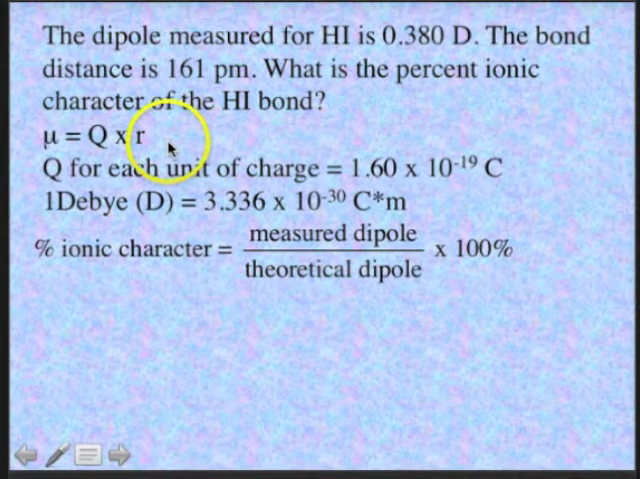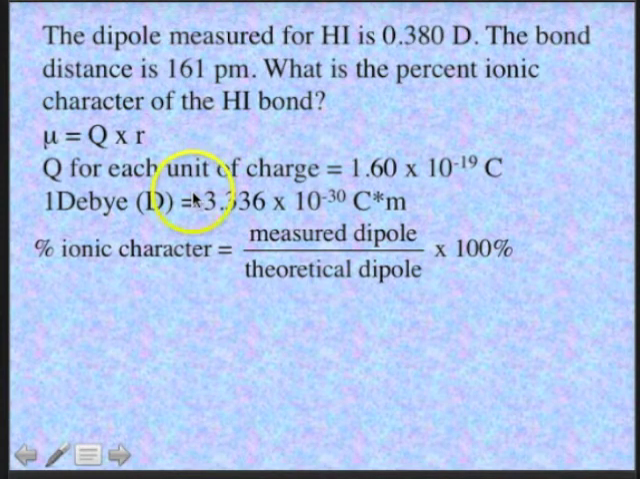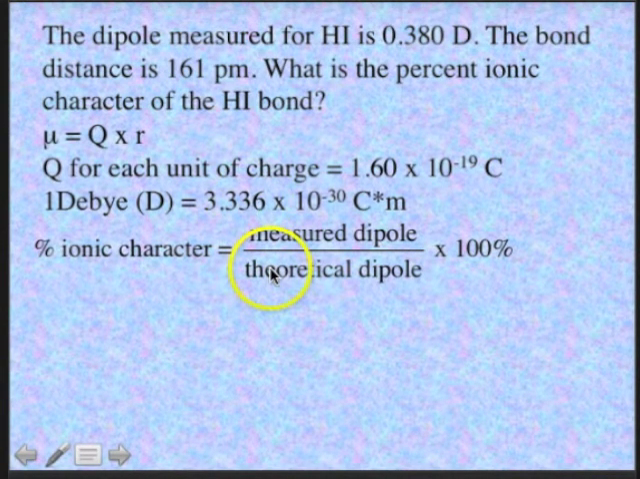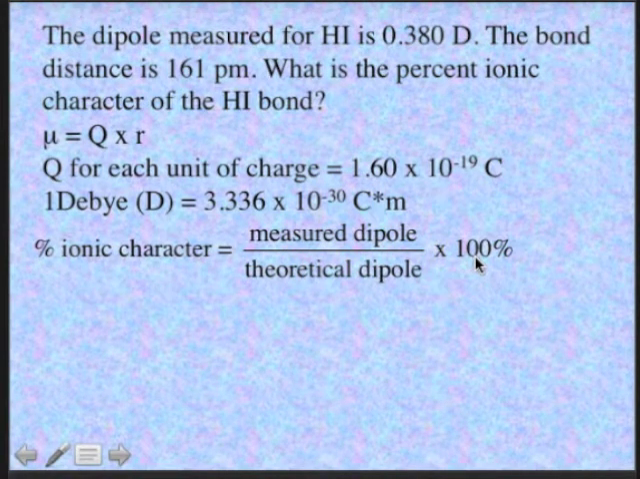So use the formula, we plug in Q and we plug in R, we calculate then the debye units for the theoretical as if it were 100%, and then we actually use the measured value of it, 0.380, to calculate the percent ionic character of the bond.